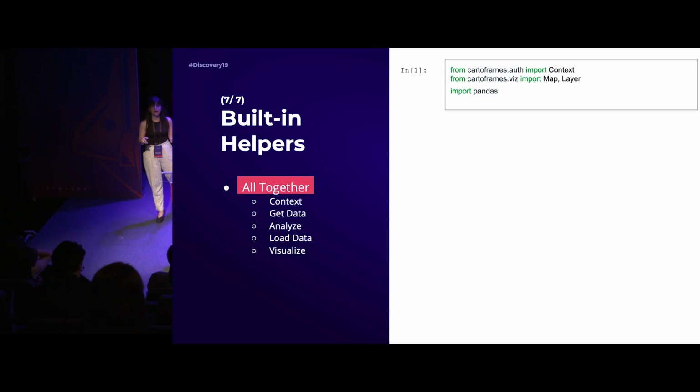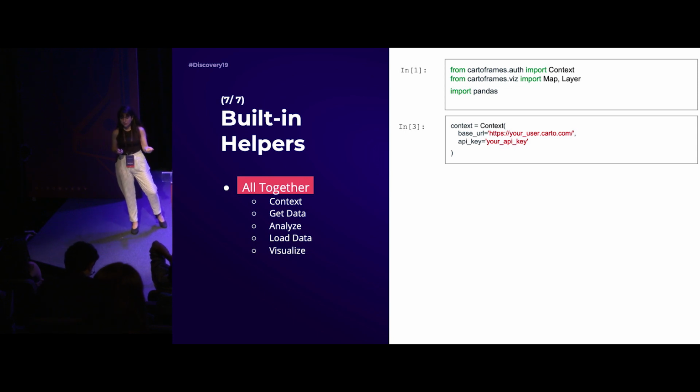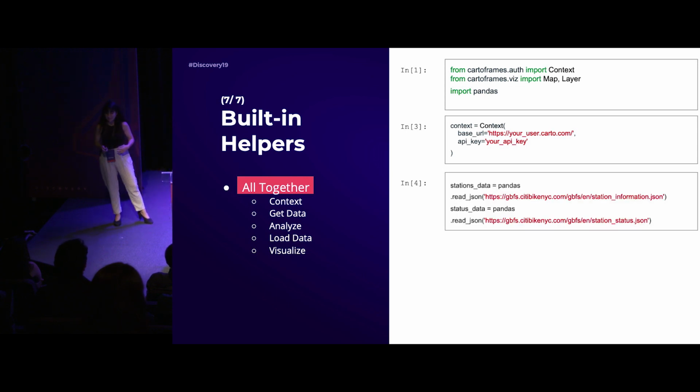And let's see how all of this will work together in a normal workflow. First of all, what I want to do is to set the context. I'm also going to import pandas since I'm going to be working a bit with data. I'm going to set here, okay, I didn't leave here my API key. I thought I did, but I didn't.